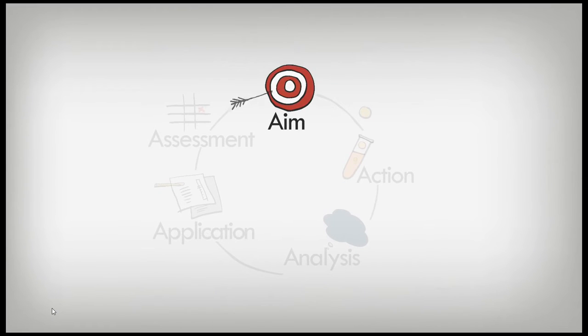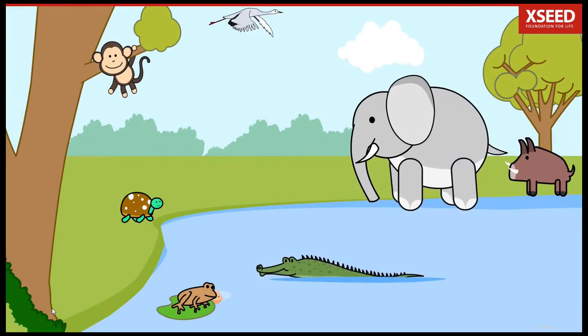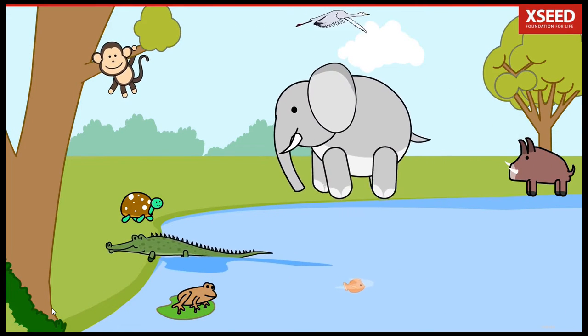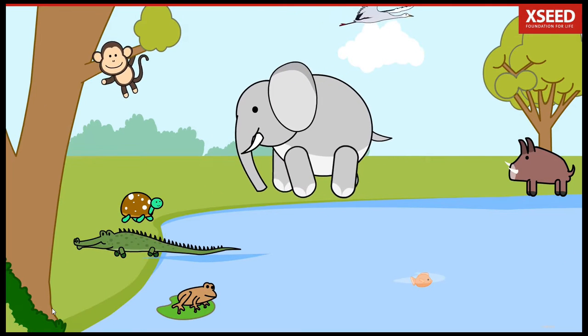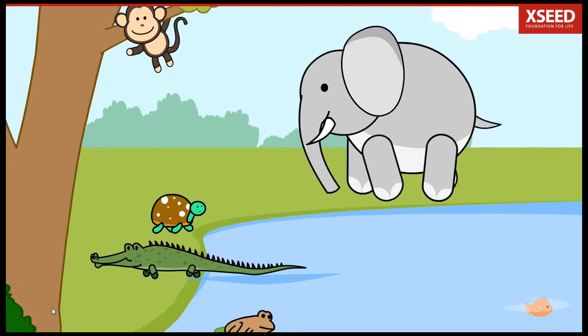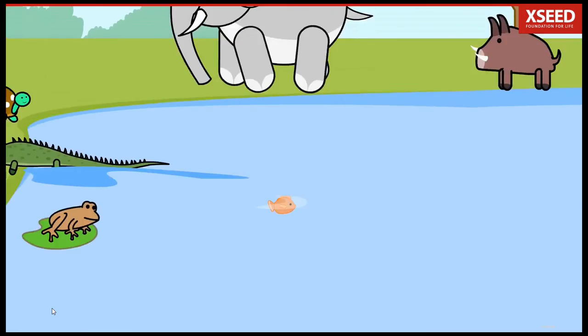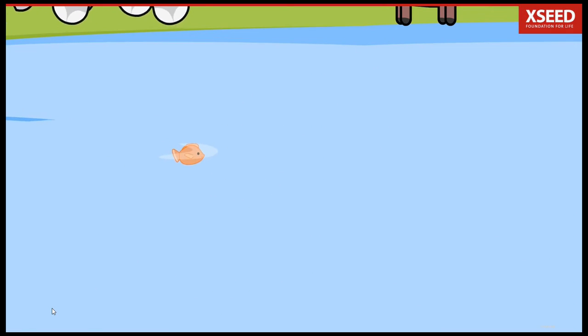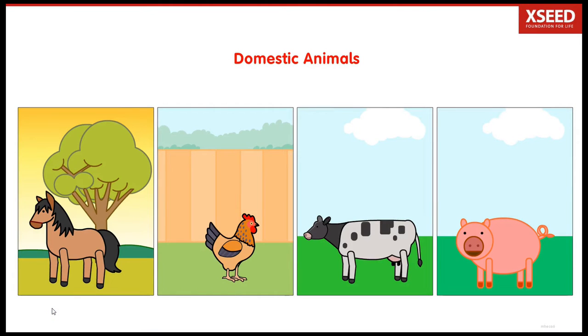Let's set a clear aim for today's class. You may already know that there are different kinds of animals around us. We have learned that animals live on land, in water, or both on land and in water. Finally, do you remember the difference between domestic animals and wild animals?